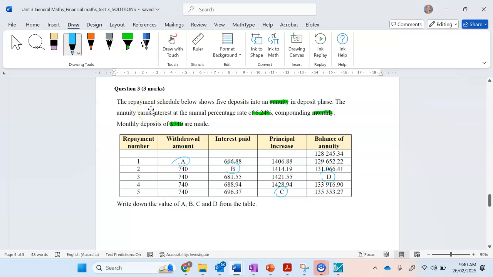So we've got to think, well, how are we going to get those 3 marks? So you'd have to get all 4 answers to get 3 marks. If you got maybe 3 correct, you'd get 2 marks, and 2 correct for 1 mark. I would say that withdrawal amount, that A value is probably the easiest one to get because it's going to be the same each time.